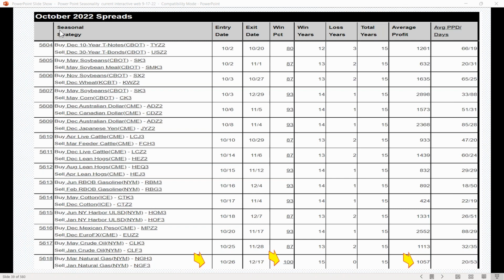Now here's what's coming up on spreads. I can go out and look at October, I can look at November, and put together my watch list of things that are coming up. If I'm just looking at what we're coming up to in October, I've got things that I could look at.